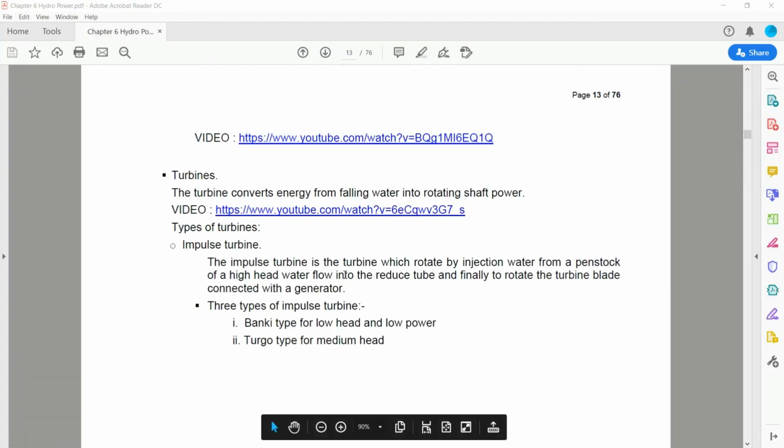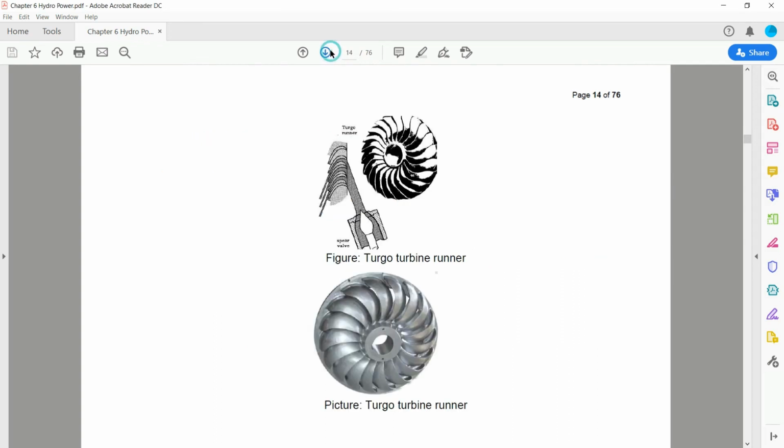There are three types of impulse turbine. Number 1 is Banki type, for low head and low power. Number 2 is Turgo type of turbine, which is for medium head. Another one is Pelton type. So this is an example of the Turgo turbine runner. It will use the spear valve, and this is a picture of the Turgo turbine runner.